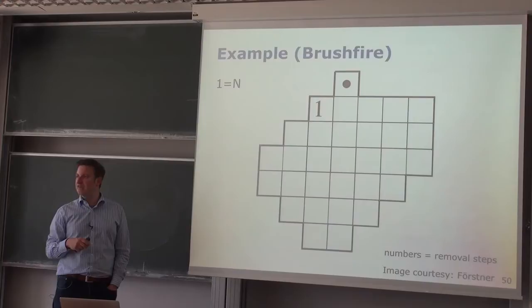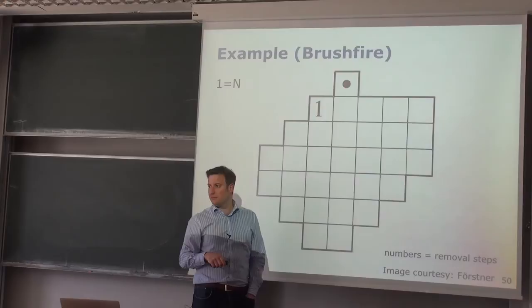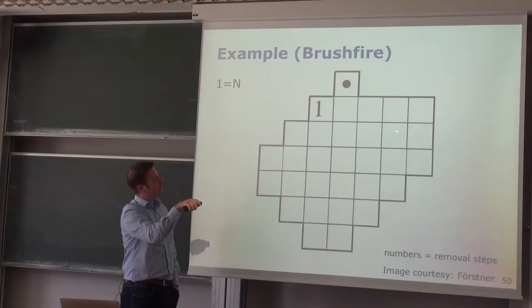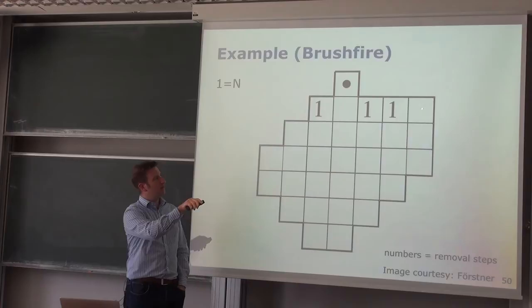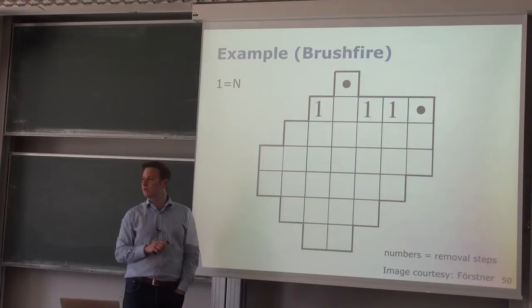Then this pixel has a border to the north. It has 1, 2, 3, 4, 5, 6 neighbors. Perfectly go away. This one has 1, 2, 3, 4, 5 neighbors. Can perfectly go away. This one has 1, 2, 3 neighbors. Oh, three neighbors. Keep it. So we're going to keep that.